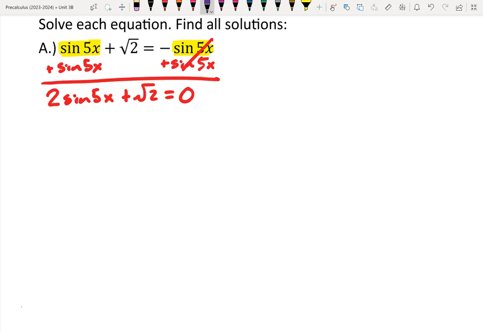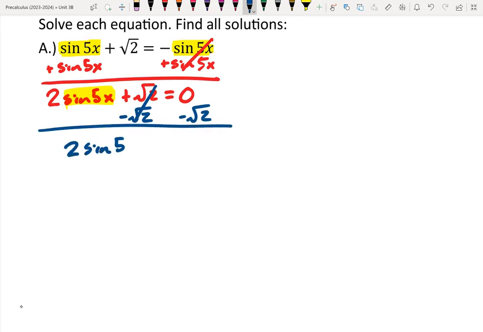Now I only have one trig function, that's good, but I still want to isolate it. So what would I need to do next to isolate that? Orlando, what would we need to do to isolate my trig? Subtract it. I want to get it over on the other side, right? So that's 2 sine 5x equals negative rad 2.